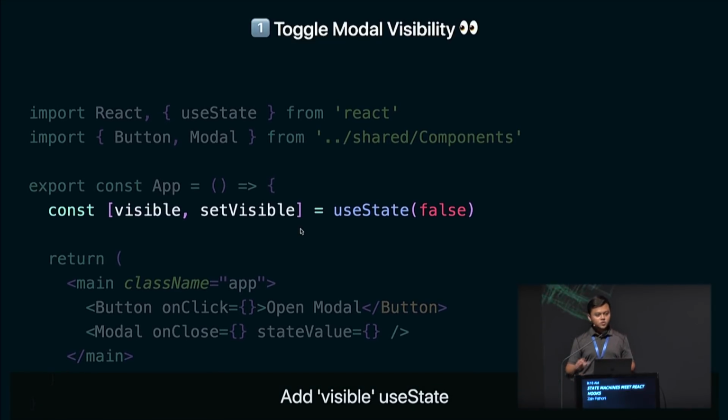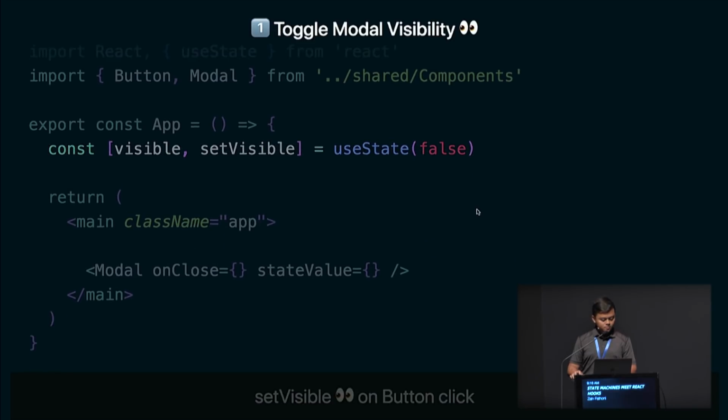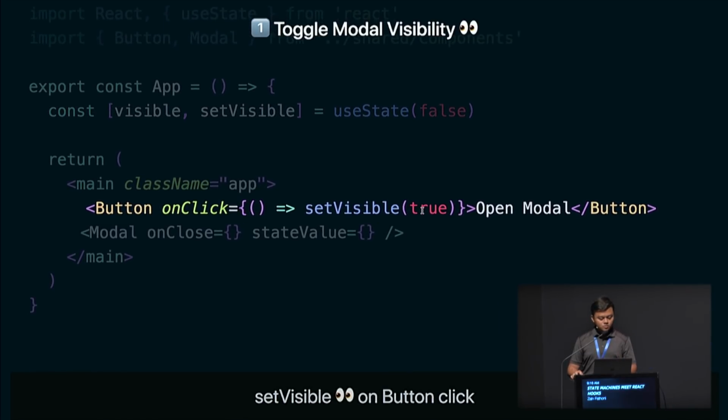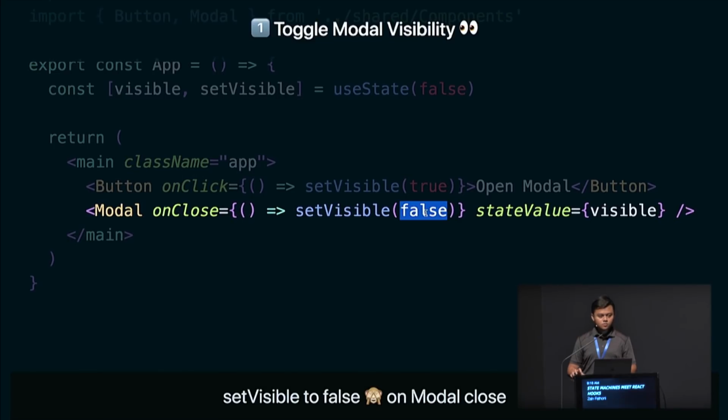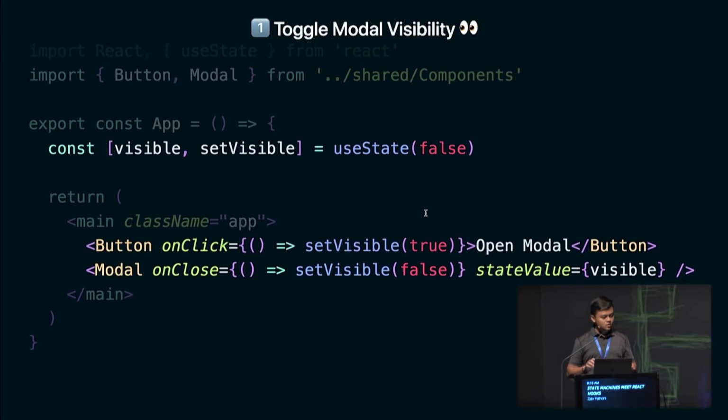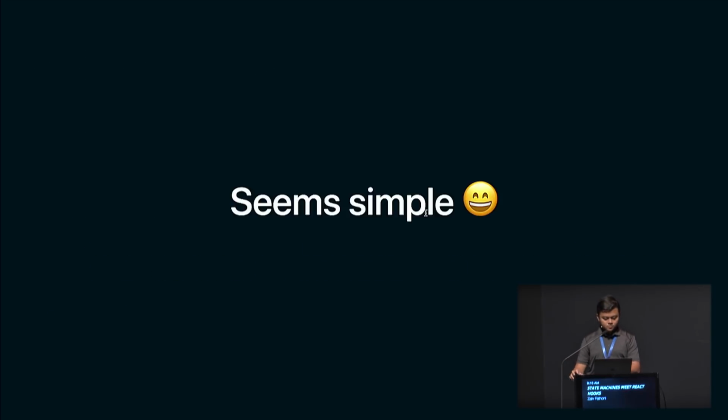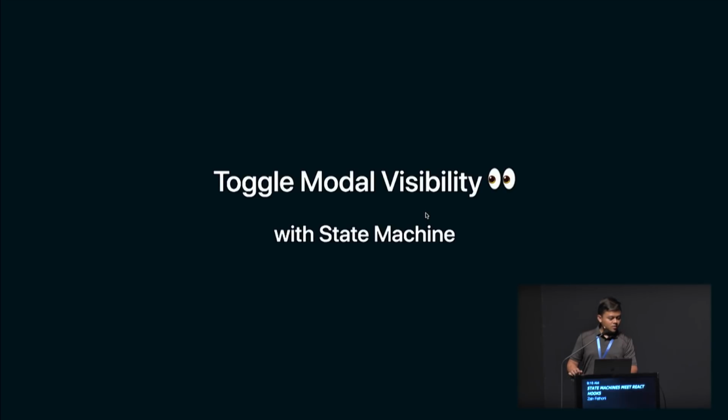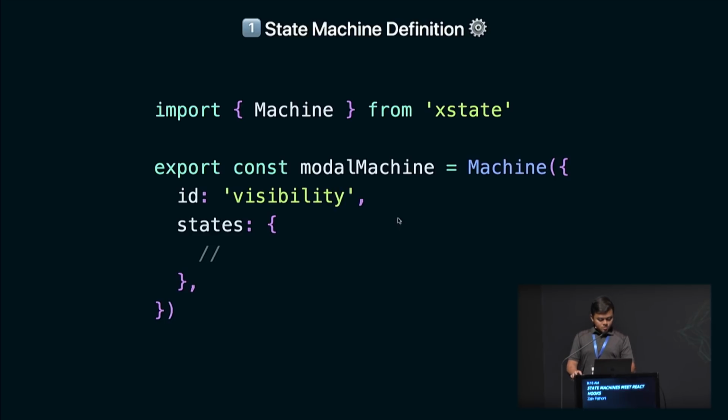So for tracking that visibility state, usually we use state. And then we just initiate the state with false. And on button click, we set it to true. On close modal click, we set it to false. So this is our implementation. It seems simple, right? Why do we need state machines? But let's try doing this simple thing using state machines. So I just add an ID here, so that it's easier for us to understand that this is a machine for this case.